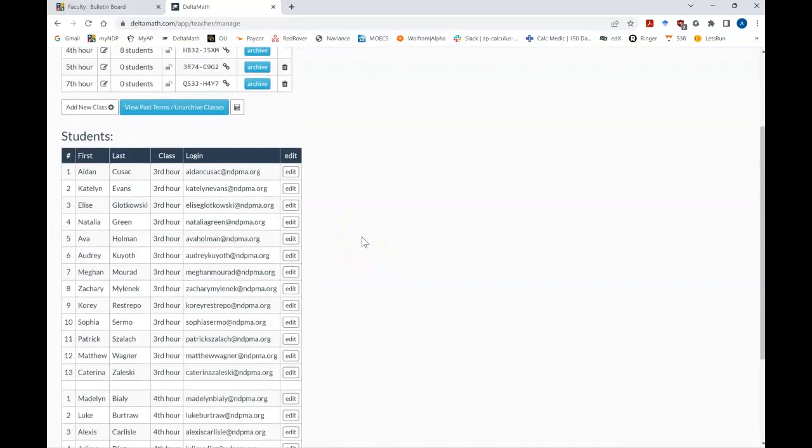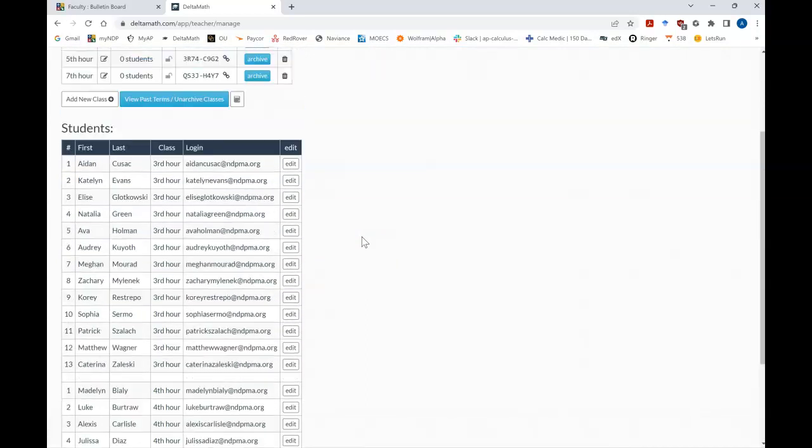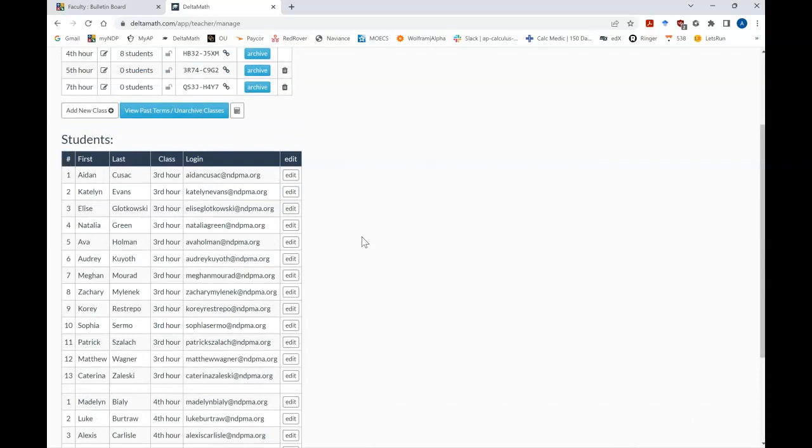Once you're done with getting your Delta Math all set up, you can close that out and then just open up Microsoft Teams. The next thing we'll do is be setting up our shared OneNote.